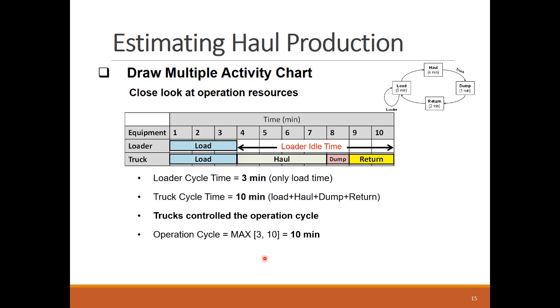We can calculate the utilization factors of the truck and loaders as the ratio between their disconnected cycle times and the operation cycle time. So the truck as a controlling resource will have a 100% utilization factor as it continuously works with no idle time. On the other hand, the loader is utilized only 30% of the operation time and cycle, as it is involved in only 3 minutes and stays idle for the remaining 7 minutes of the operation cycle.